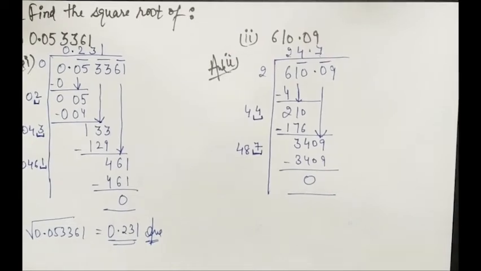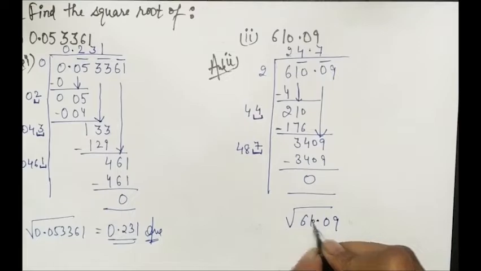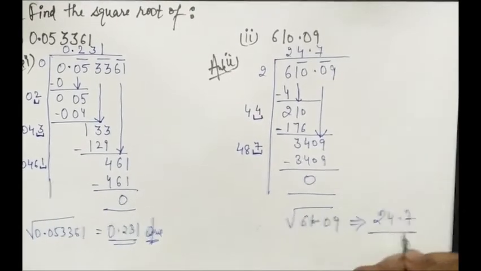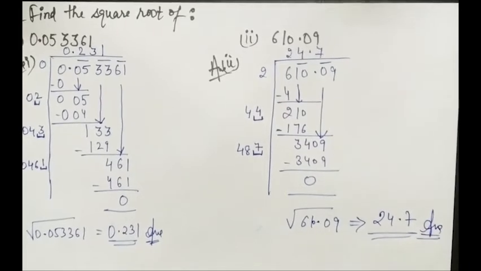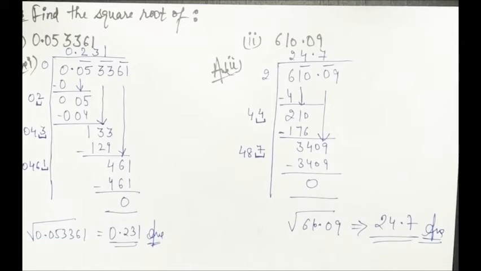So the square root of 6109.09 is 24.7. So this is the answer for this particular part. So I think you can do the rest of these parts on your own.